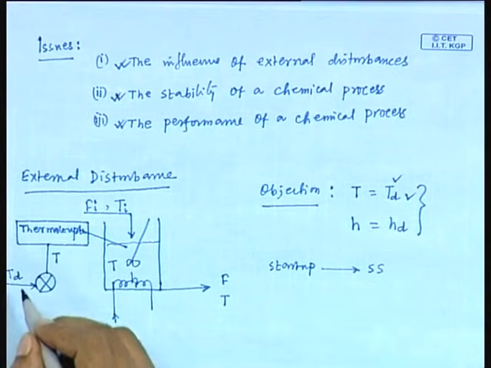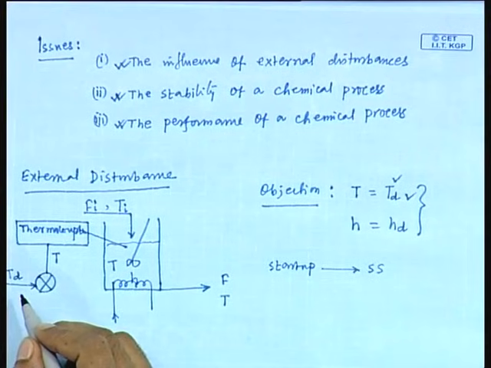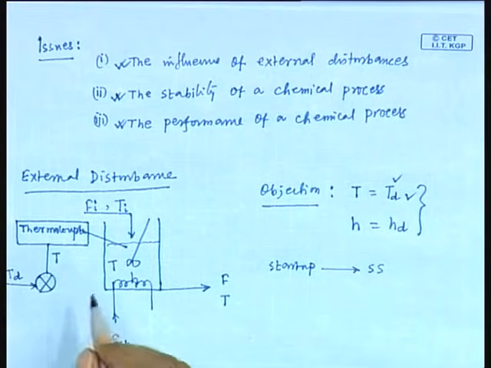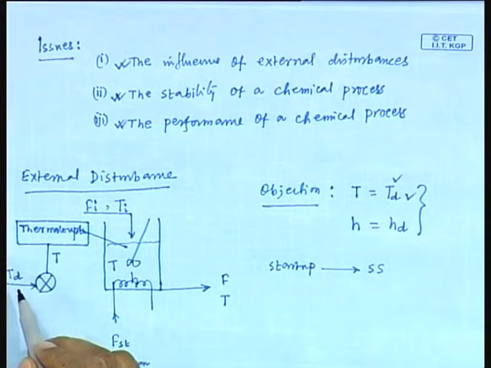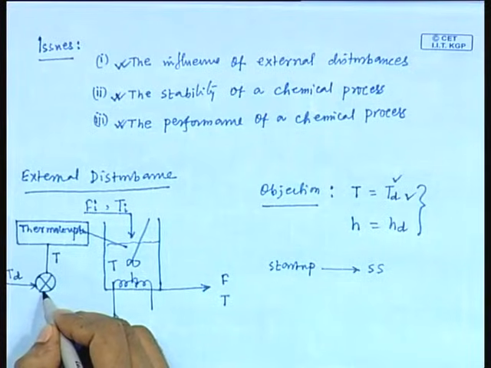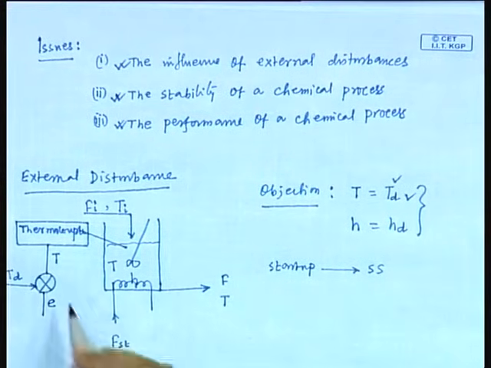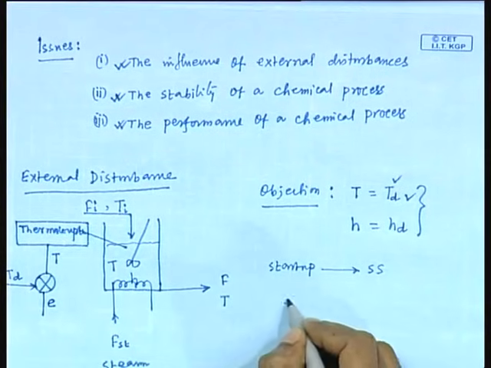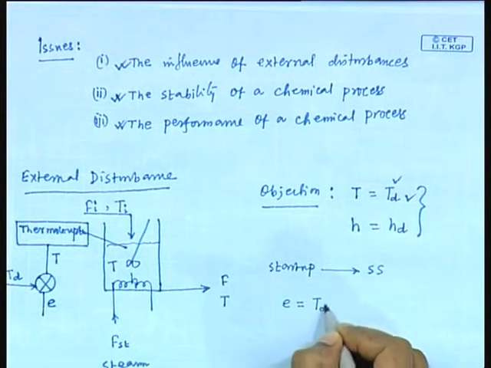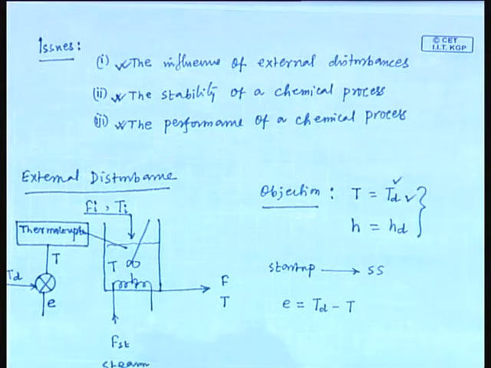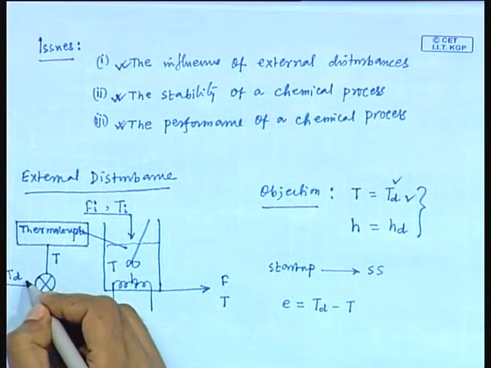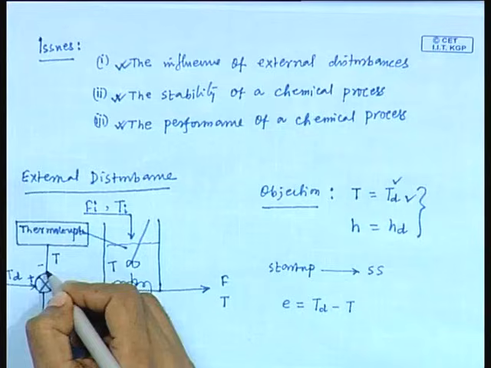Fine. This input TD is given by the person who is in charge of operation, or you can say the value of this TD is specified by the control engineer. Now, we compare this TD and T, and the output of this comparator is E, that is nothing but the error, and that error is TD minus T. So, we can put a positive sign here and a negative sign here.